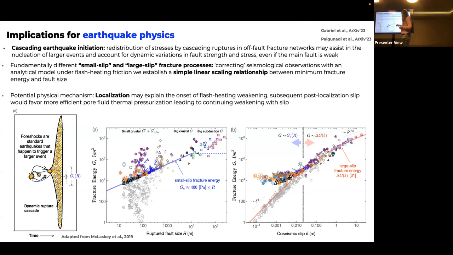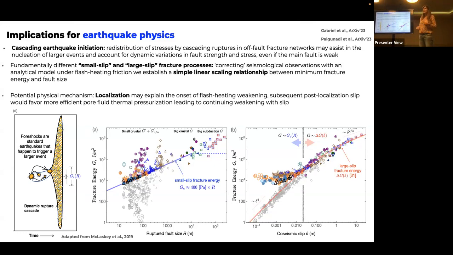seismological inferences of fracture energy with ruptured fault size. If you're plotting the data set, this was published in SCEC 2015, as fracture energy over ruptured fault size, you get this kind of gray cloud here, showing a large variability in fracture energy, and kind of a cloud of points. Now we can use an analytical model to correct for the part of the physics that might be invisible in the data that we have currently.